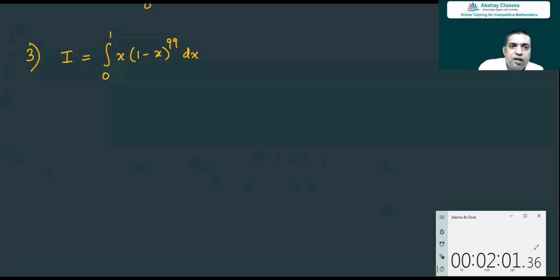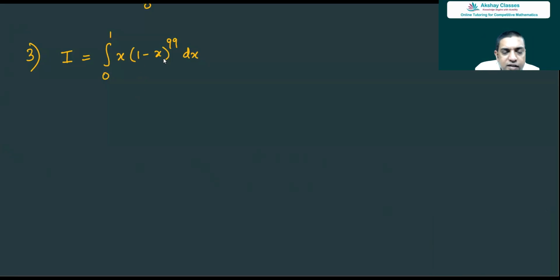So just look at this. 1 minus x whole power 99. To expand this by binomial theorem, you will get 100 terms, multiply with x, and you have to keep track of all the coefficients, plus sign, minus sign, very difficult. So use this property. Integral 0 to a f of x dx is same as integral 0 to a f of a minus x dx.